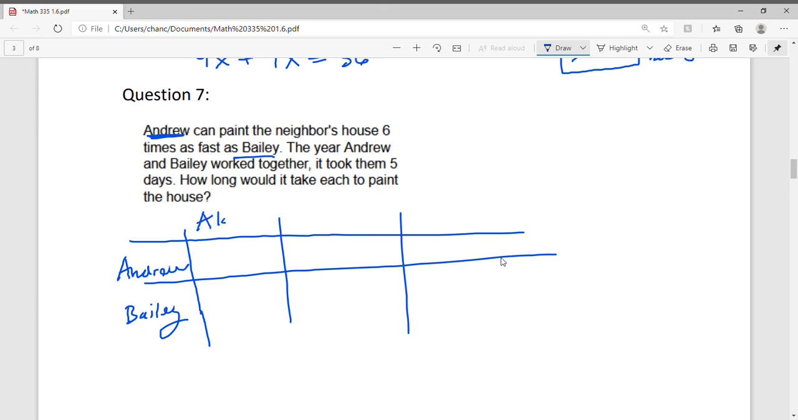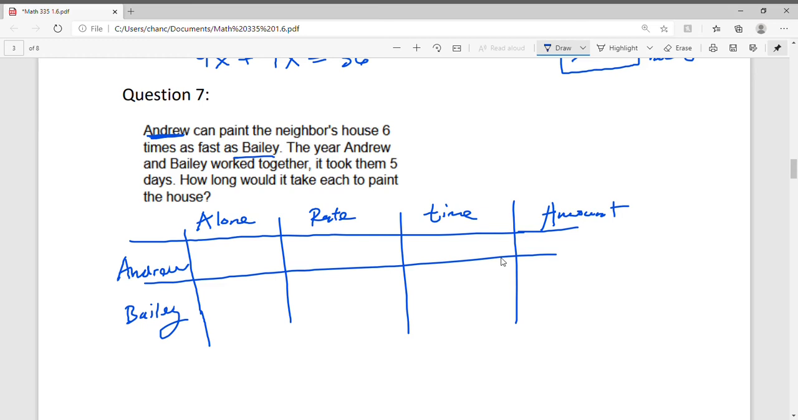Let's look at their alone time, the rate, the time, and the amount of work. Now we don't know how fast Bailey can paint the house or Andrew can paint the house alone, so we'll have to give these names.